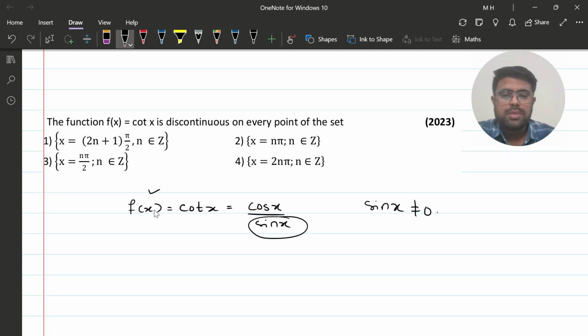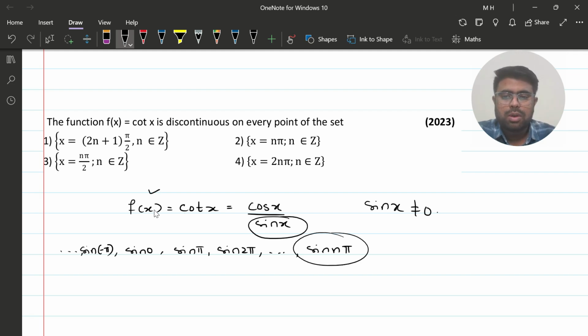So sin x becomes 0 where? The sin x becomes 0 at sin 0, sin pi, sin 2 pi, sin 3 pi, and even sin of minus pi, right? At all these points the sine is going to be 0, so sin x is 0 at n pi for some integer n. When sin x becomes 0, this cos x by sin x is not defined. That means f of x is not defined.